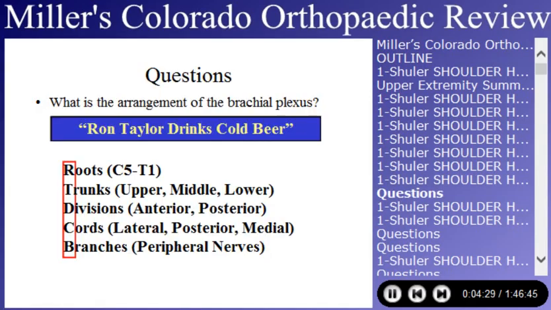What is the arrangement of the brachial plexus? Ron Taylor drinks cold beer: the roots, trunks, divisions, cords, and branches. Do not forget the cords are labeled by their relationship to the axillary artery: lateral, posterior, or medial to it.